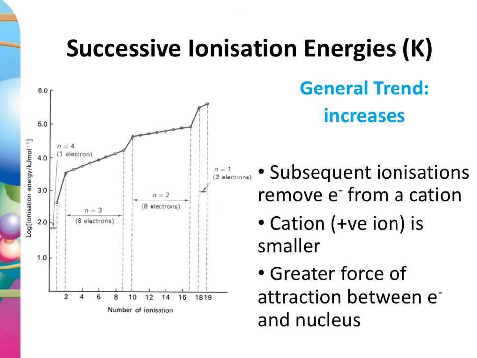Okay, so we've looked at the first ionization energies changing from one element to another. So we've looked at it down a group and across a period. But what about if we look at the successive ionization energies of a particular element? So we take the first electron, then the second electron, then the third, and then the fourth, and so on. So again, we're going to talk about general trends first.